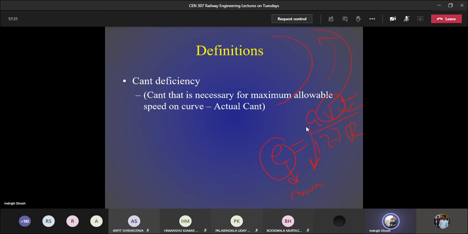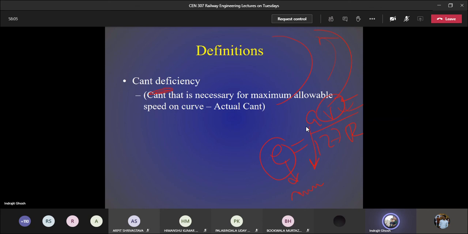So the difference between the cant that is required for the maximum speed with which a train is traveling, and the one which you have already provided, is known as cant deficiency. It is almost equal to any deficiency in our body, like everybody is mentioning vitamin D deficiency in case of COVID-19. People are saying in some special cases you need to have this much amount of vitamin D in your body, but there is a deficiency.